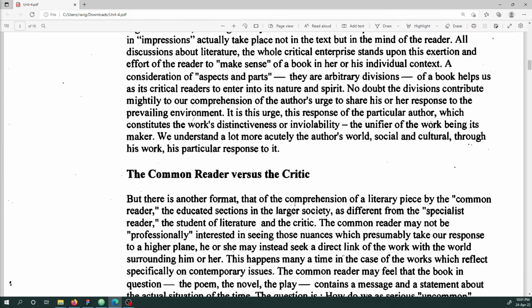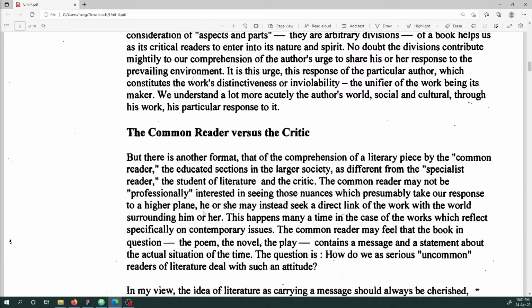The common reader versus the critic. But there is another format, that of the comprehension of a literary piece by the common reader, the educated sections in the larger society, as different from the specialist reader, the student of the literature, and the critic. The common reader may not be professionally interested in seeing those nuances which presumably take our response to a higher plane. He or she may instead seek a direct link of the work with the world surrounding him or her.